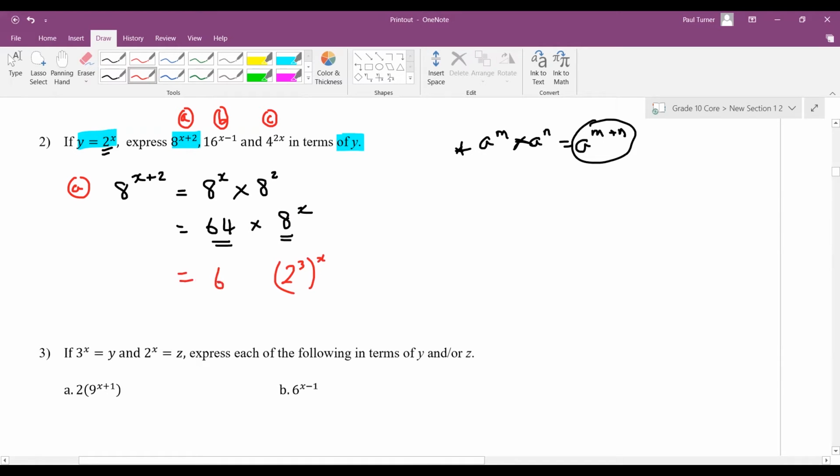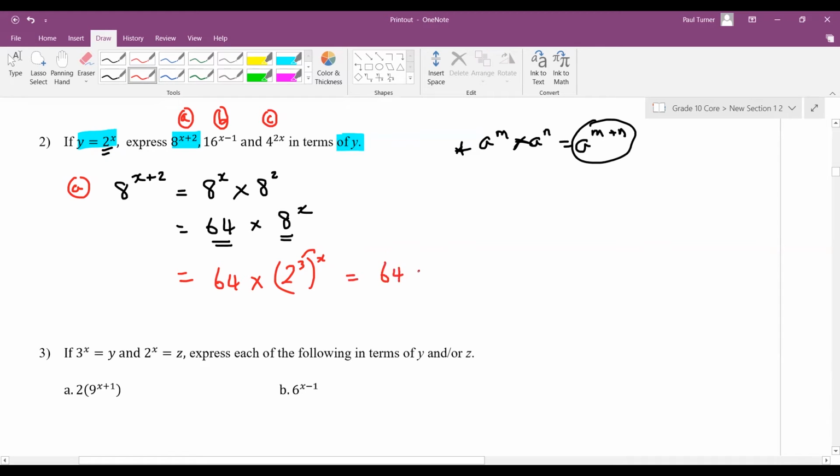Okay, and so I'll write 64 again. So we're almost there, but this is 2 cubed. But the x is on the outside. I can swap these two because they're multiplied. It doesn't matter which is where. So I can bring the x on the inside.